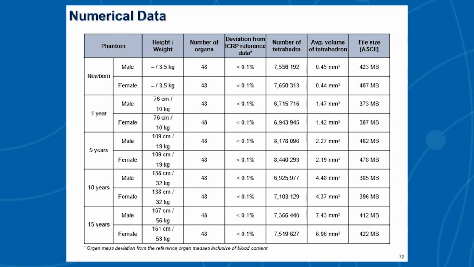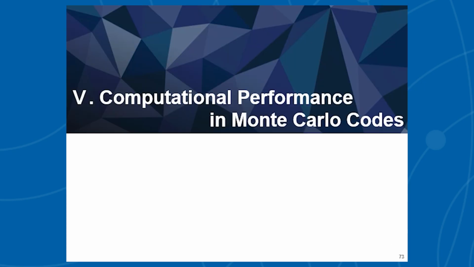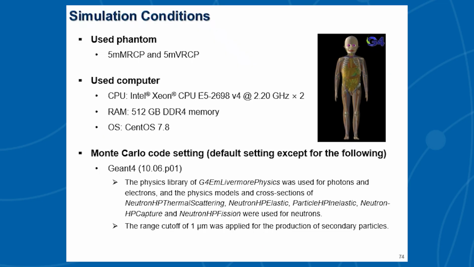Next, we evaluated and compared the computational performance of the pediatric mesh and voxel phantoms in the Monte Carlo code. From this evaluation, we selected 5-year-old male phantoms and transported 10^5 primary particles under the LLAT geometry. We used 3 Monte Carlo codes, GEANT4, FIT, and MCNP6. The following slides show the computer specifications and the transport environment used for each code.